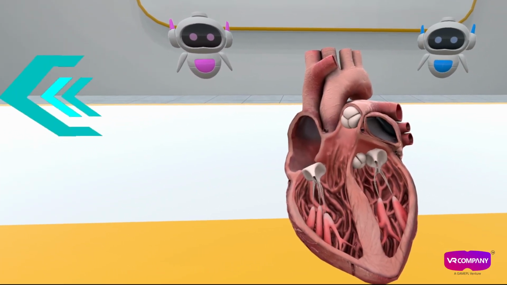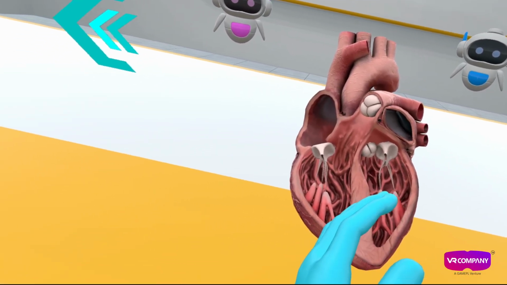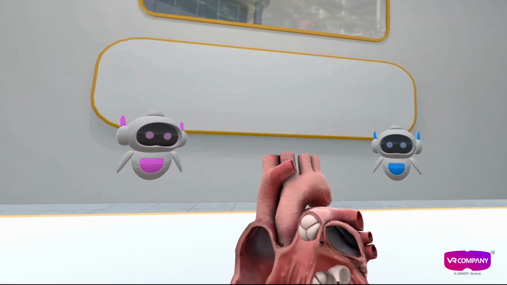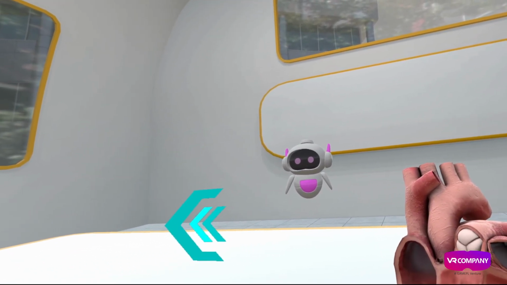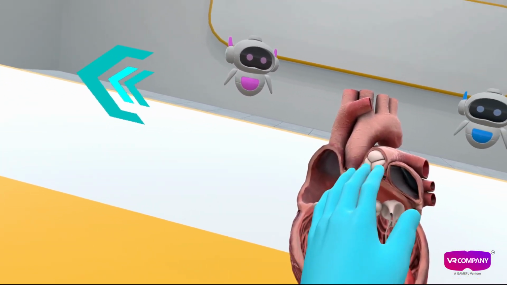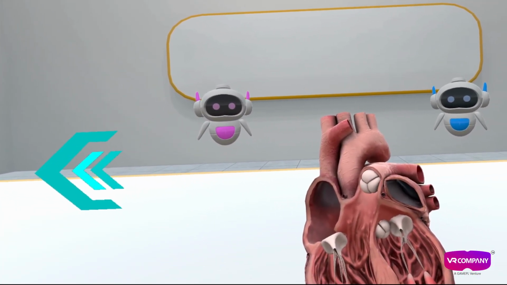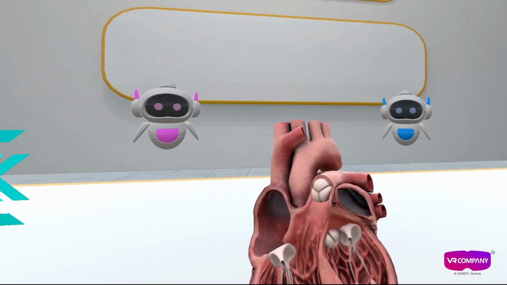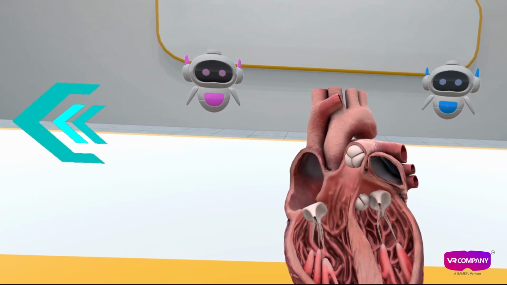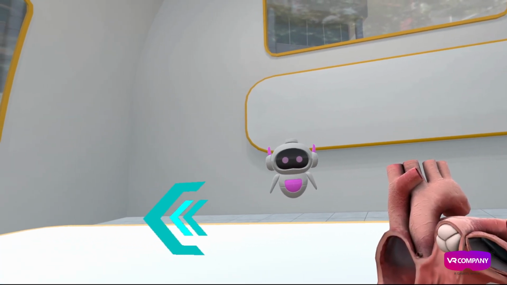Time to label the heart's internal structures. Use the interactive labeling tool to drag and drop labels onto the key parts: valves, mitral, tricuspid, aortic, pulmonary. Chambers: left and right atria, left and right ventricles. Arteries and veins. Once you're done, you can save and export your labeled heart model for review or assessment.